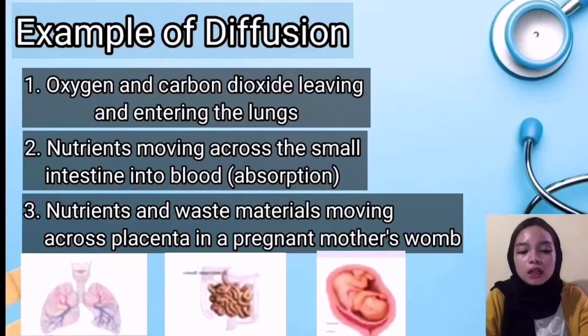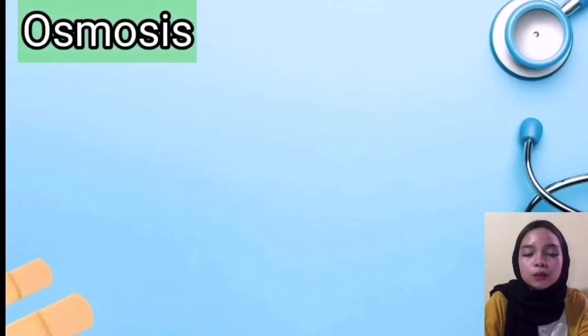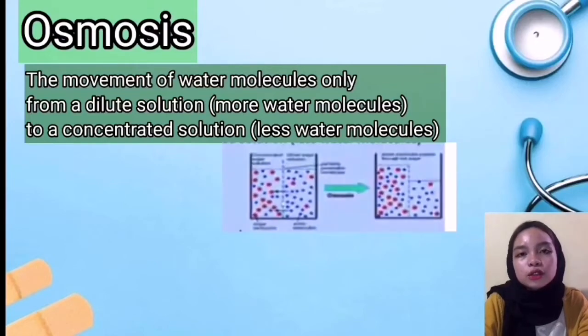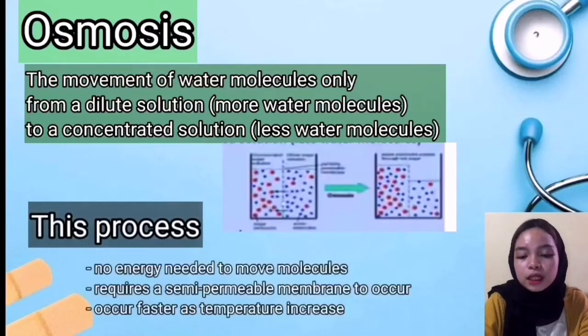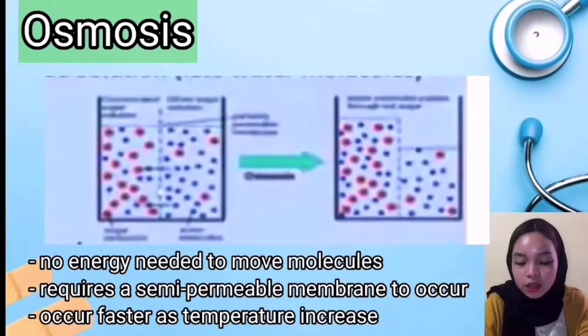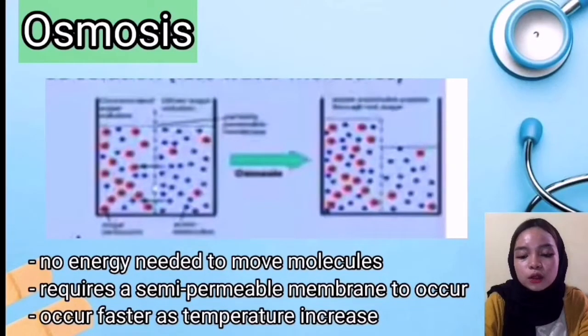So let's go to osmosis. Osmosis is the movement of water molecules only, from a dilute solution, with more water, to a concentrated solution, with less water. Think of osmosis as a special part of diffusion, but it's only concerned with the movement of water molecules. In the diagram, we have a concentrated sugar solution on the left side and a dilute solution on the right side. The water molecules are the blue circles and the sugar molecules are the red circles, with a semi-permeable membrane in between.